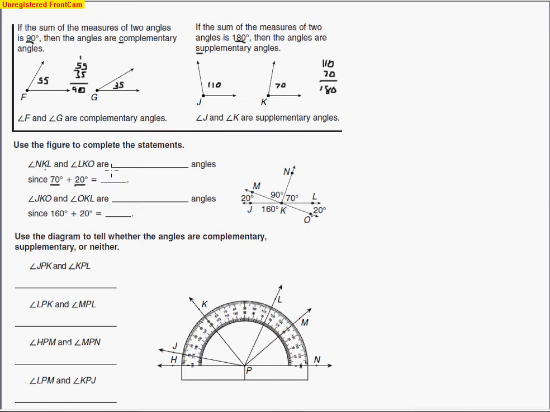Those numbers add up to 90 degrees, so we say they are complementary angles. They complement each other, and they make a 90-degree angle. Well, let's take a look at JKO. K is the center, so we start at J, go to K, and then go to O. So JKO is 160 degrees. OKL, so OK to L, is only 20 degrees. That's this one right here. So we say they are supplementary angles.